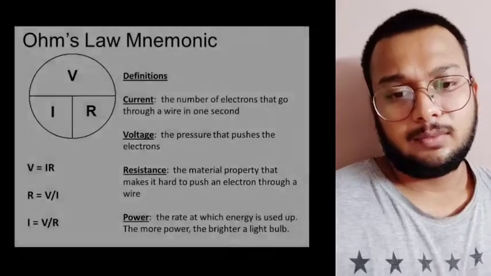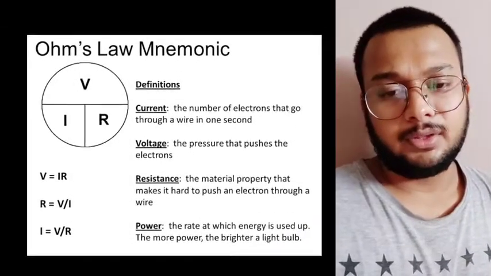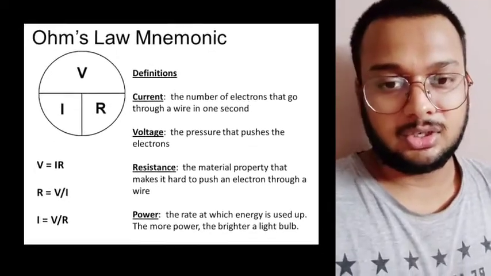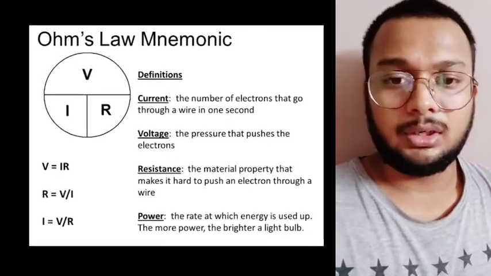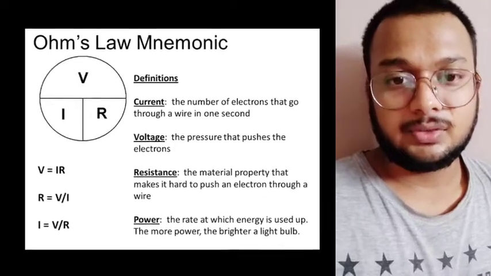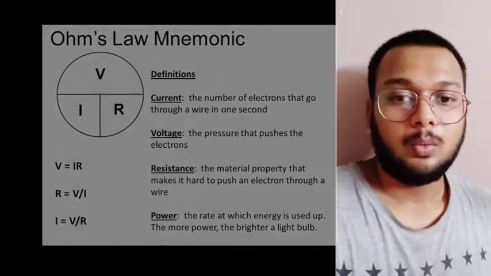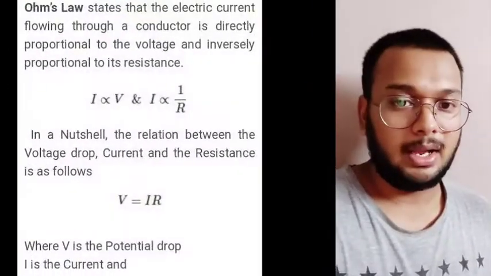Before getting into the example, let's figure out the formula. So we have three terms. Electricity, which means current, is denoted with the symbol I. We have voltage, denoted with the symbol V. And the third term, resistance, is denoted with the symbol R. So V is directly proportional to I.